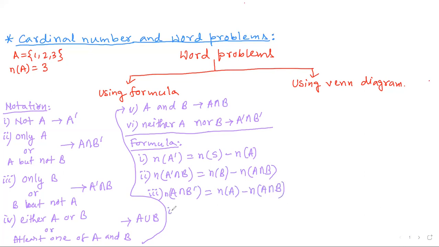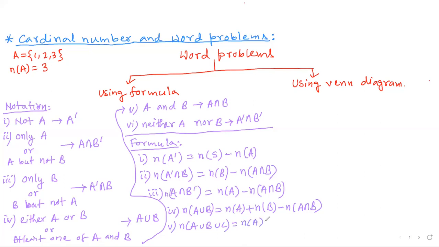Now, next formula, that is the important formula, cardinal number of A union B. This is equal to, the formula is cardinal number of A plus cardinal number of B minus cardinal number of A intersection B. Next formula, that is cardinal number of A union B union C, that is union of three sets. If you consider union of three sets, then what will be the formula?